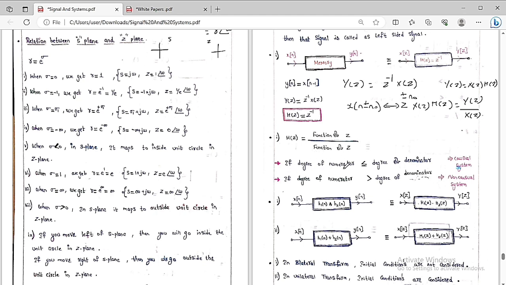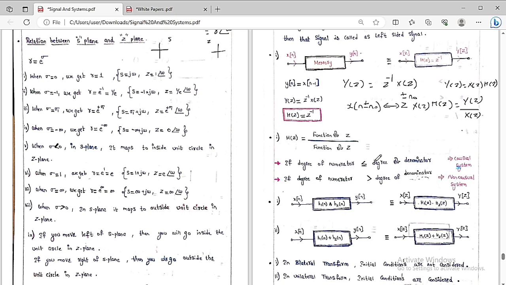If the degree of the numerator is less than or equal to the degree of the denominator, then the given system is called a causal system. Suppose the degree of the numerator is greater than the degree of the denominator, then it is called a non-causal system. We need to remember this.